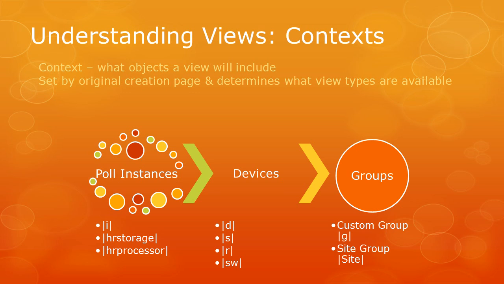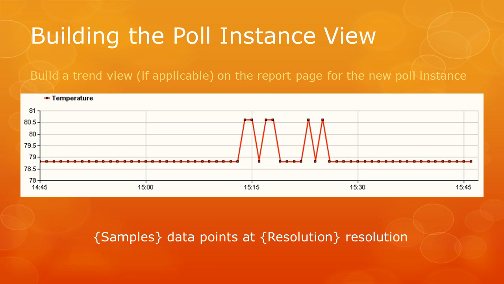Each view in NPC has a setting that defines what type of context it applies to. The cool thing is that many views can apply to multiple contexts. For example, the top interface utilization table can be viewed on the device level, showing all interfaces on the device, or it can be shown on the group or site level, showing all interfaces in the group or site. Now, this is important to understand because the process of building views will involve changing the default context of a device level view so that it can also be used on a group level page.